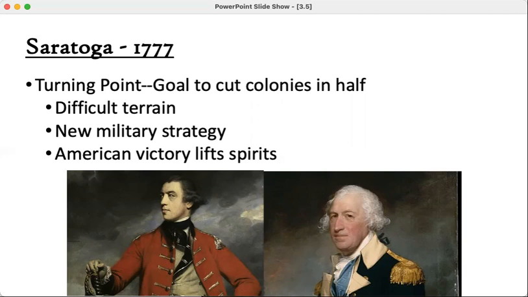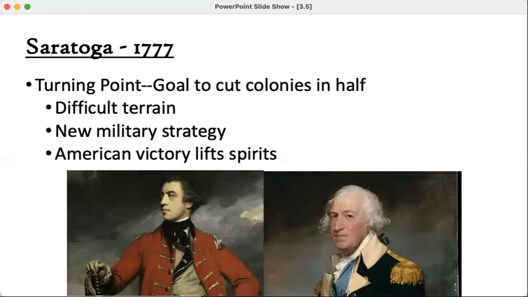And we start a new strategy where we target the military leader. So American soldiers hide in the trees and assassinate, essentially. They aim for the generals, for the officers, which goes against the rules of war. It appalled the British. How dare they? How dare they? So we win at Saratoga.